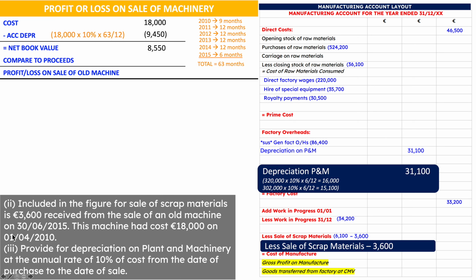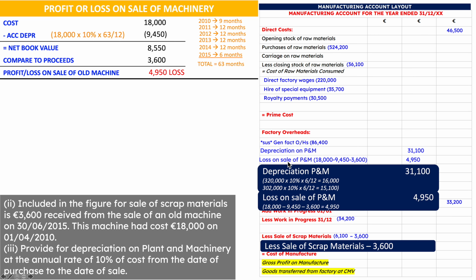We'll compare that to the proceeds of 3,600, and therefore we will get a loss of 4,950 euro, which will go into factory overhead. So loss on sale of plant and machinery there, 4,950 euro. So that is that.